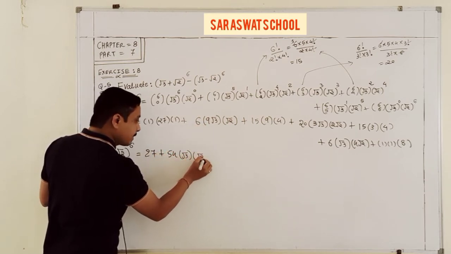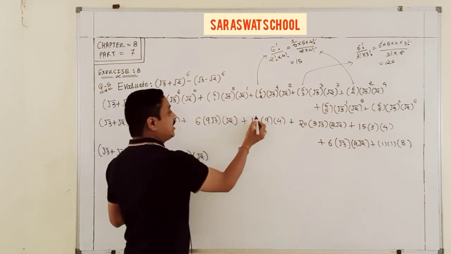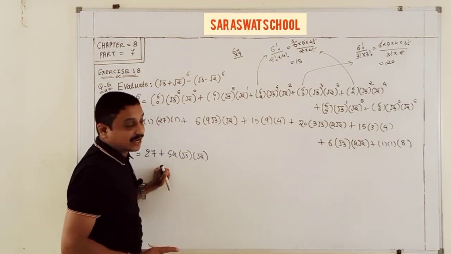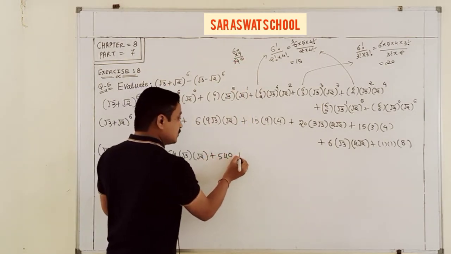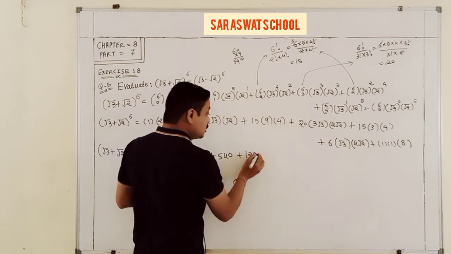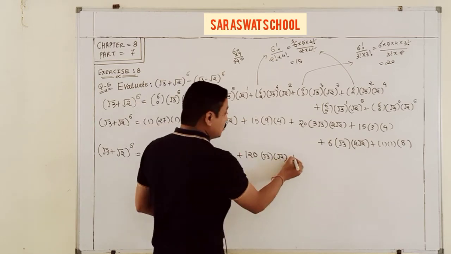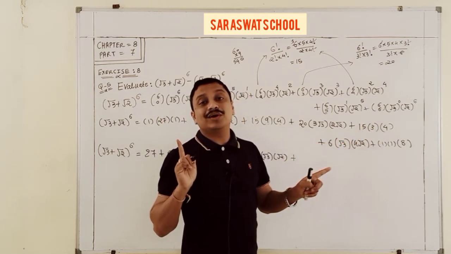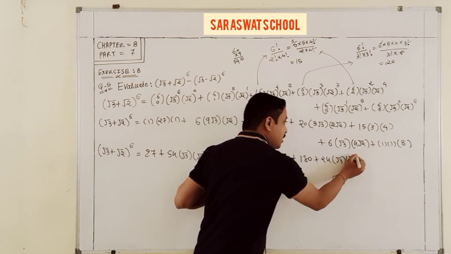Here 27, 9 sixes are 54, root 3 root 2, we do not write root 6. Now 9 fours are 36, taking 15, 15 fours are 60, and into 9, so 540. Next 20, 3 is 60, 3 2 is 6, 6 2 is 12, means 120, root 3 root 2. Now 4, 3 is 12, 12 into 15, 15, 3 is 45, 45 into 4 is 180. Next 24 root 3 root 2 and last 8.